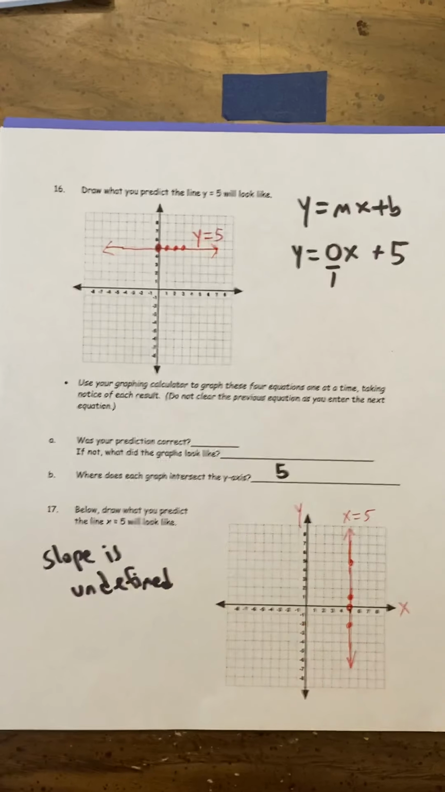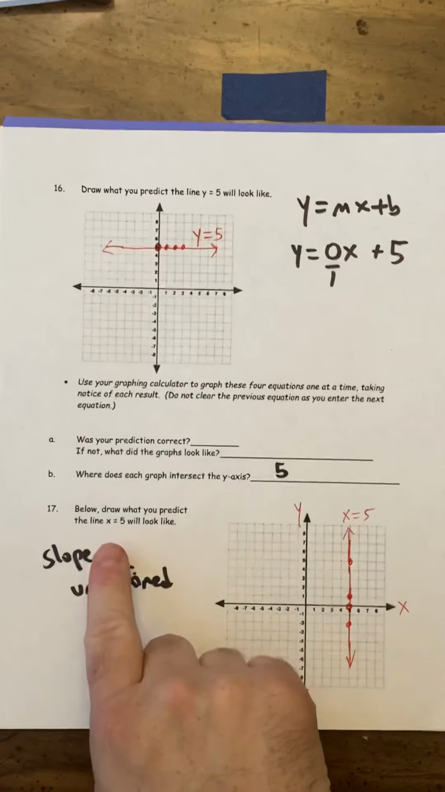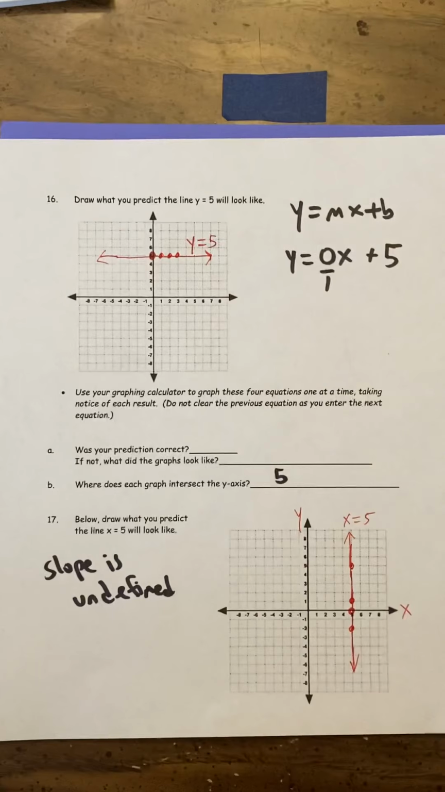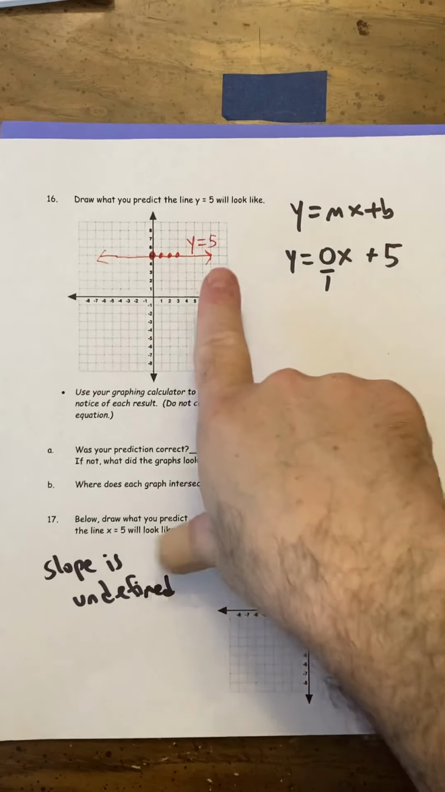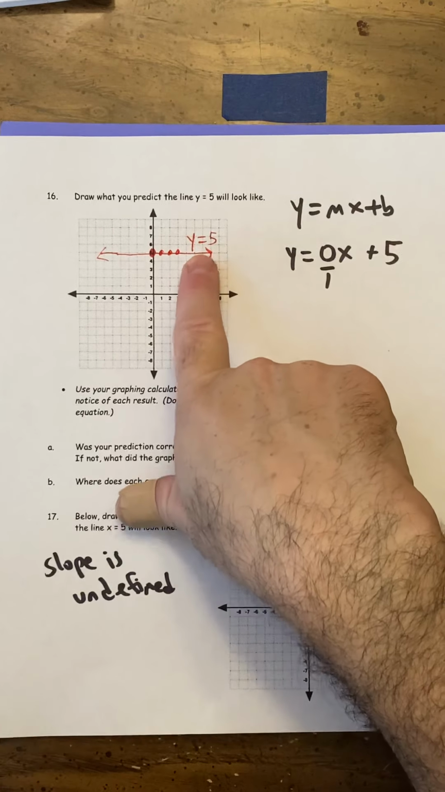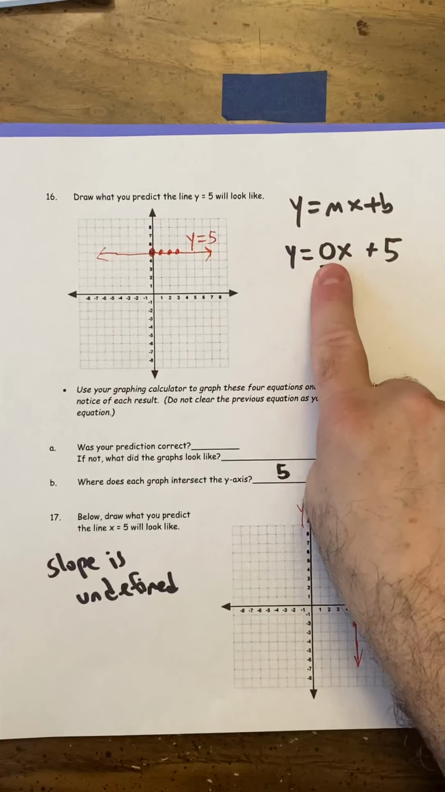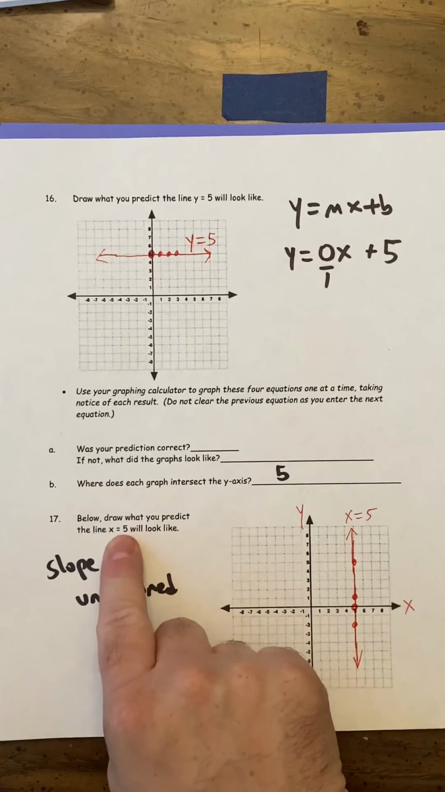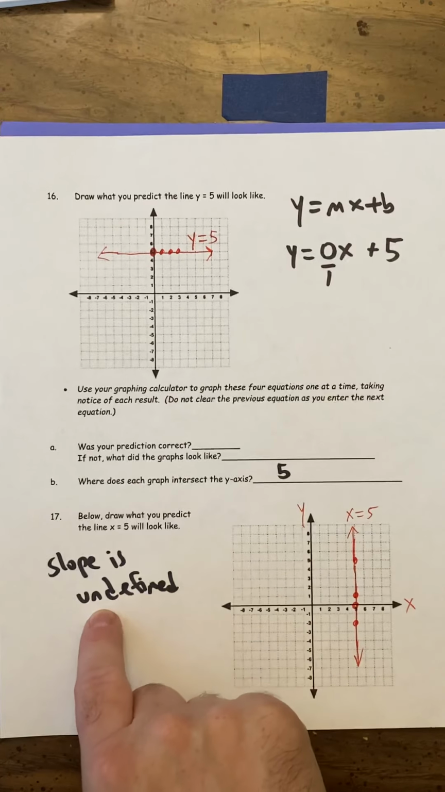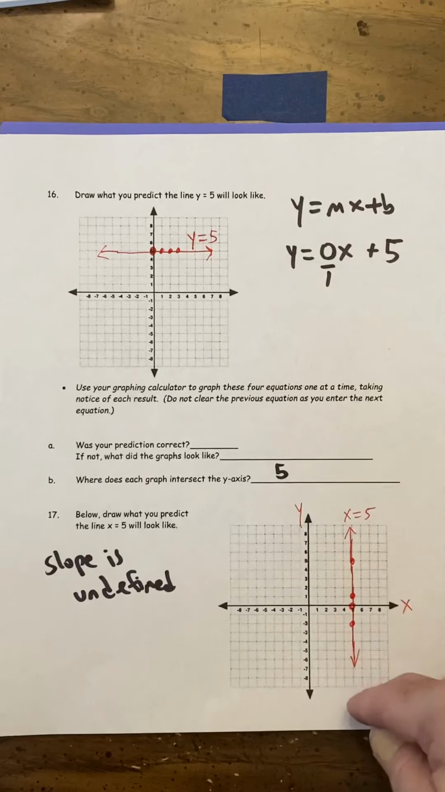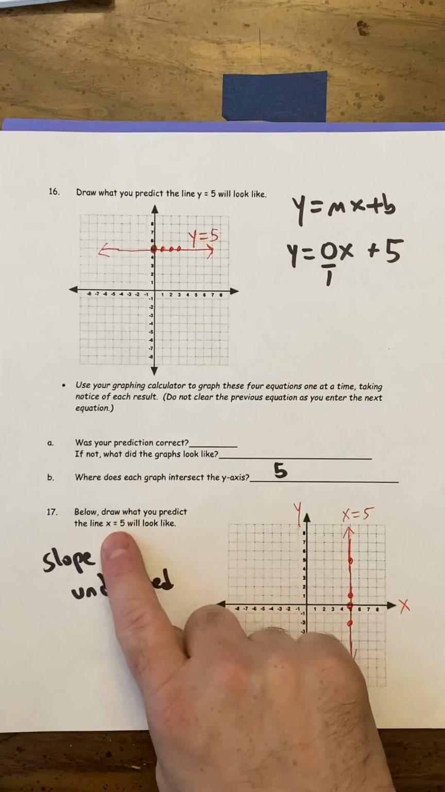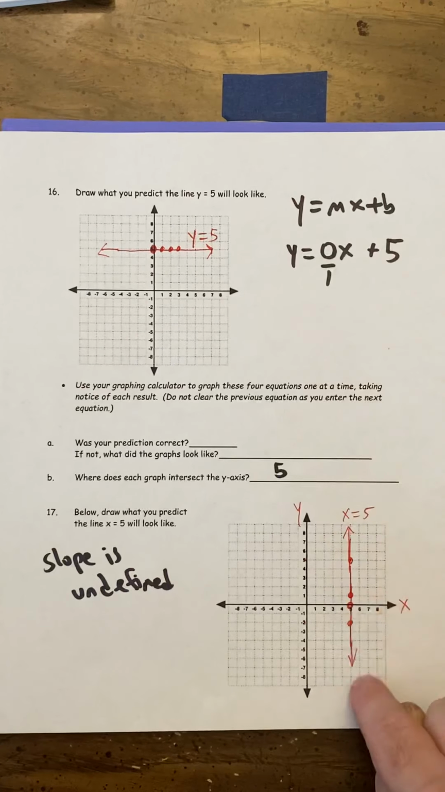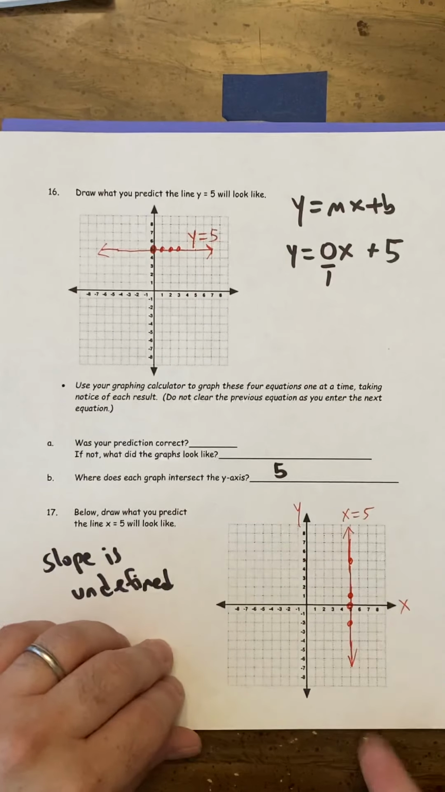So x equals a number is always going to be a vertical line. Y equals a number is always going to be a horizontal line. The key is when y is equal to a number, the slope is going to be 0. It's going to be a flat horizontal line. When x equals a number, the slope is going to be undefined. You're going to get a vertical line, and you just have to find what the x-intercept is. X equals 5, make a vertical line straight up and down through 5. Okay?